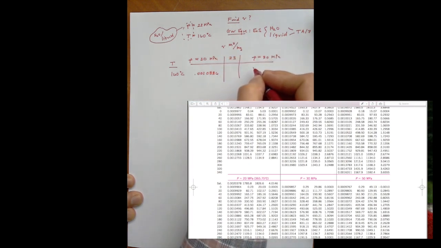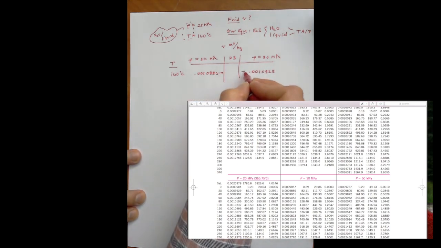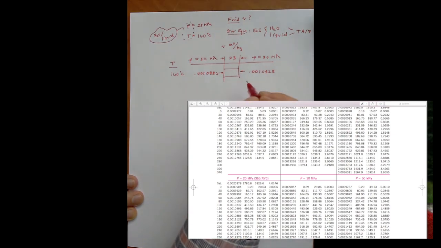And the volume when the pressure is 30 would be 0.001083 meters cubed per kilogram. So we want to interpolate between these quantities to be able to find out what this value is going to be right here for the 23 megapascal isobar data. So what does that look like?